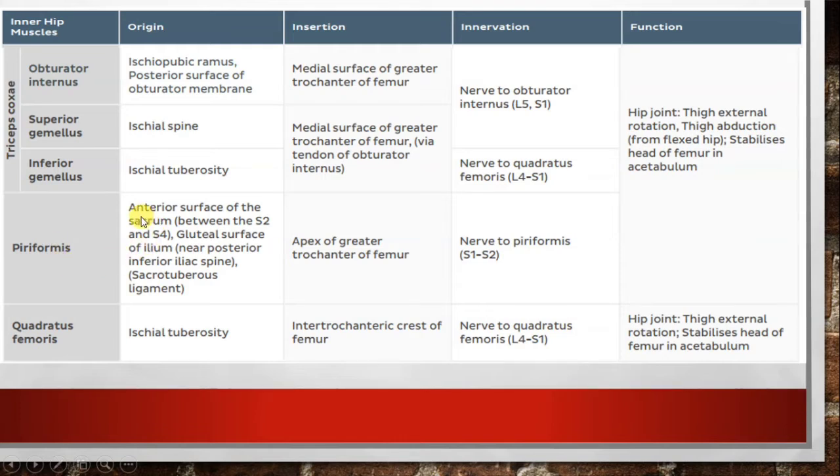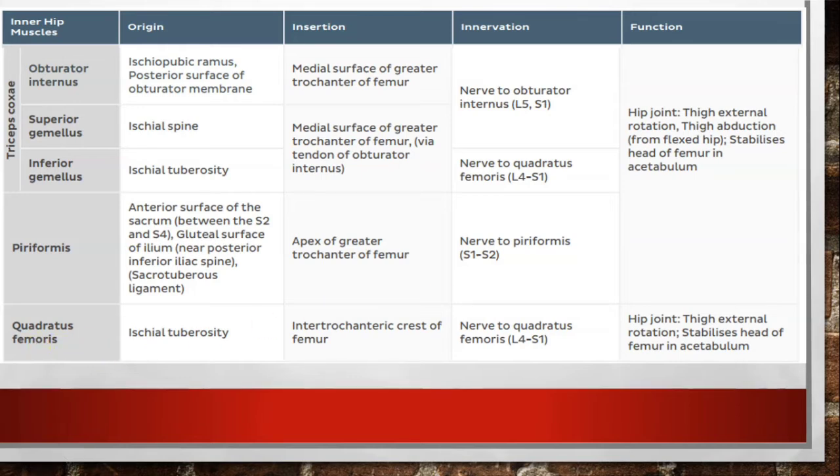Piriformis is another muscle that arises from the anterior surface of the sacrum between S2 and S4. It also has an origin from the gluteal surface of ilium. Attachment is on the apex of greater trochanter. So all these muscles are attaching to the greater trochanter, which makes it easy to remember their origin and insertion. Innervation is from the nerve to piriformis, a spinal nerve from the S1 and S2 segments.